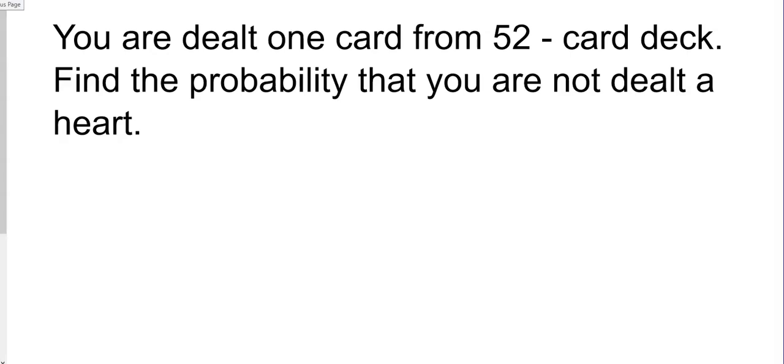So it says you are dealt 1 card from a 52 card deck. Find the probability that you are not dealt a heart. Go!